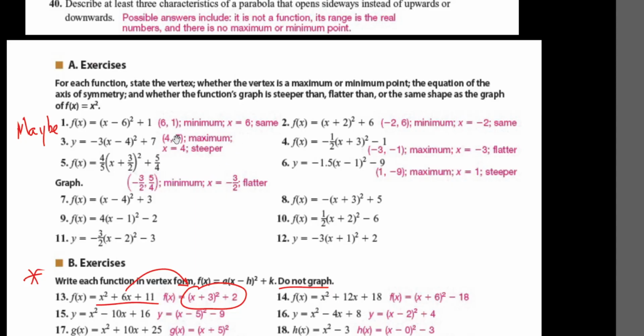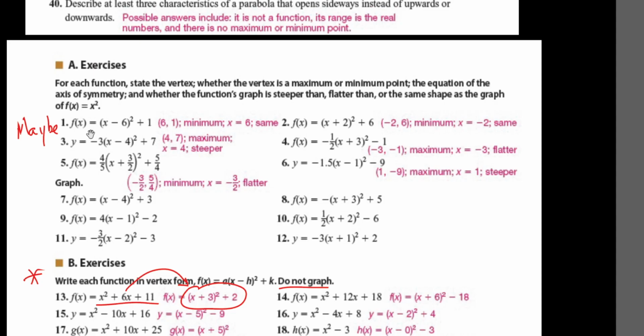What about this thing right here? It says find the vertex. If it's already in this vertex form, finding the vertex is easy. It's just 6, 1. Remember, it's always the opposite. Remember, it's x minus h, so the h is 6 and the k is 1. So that would be that.